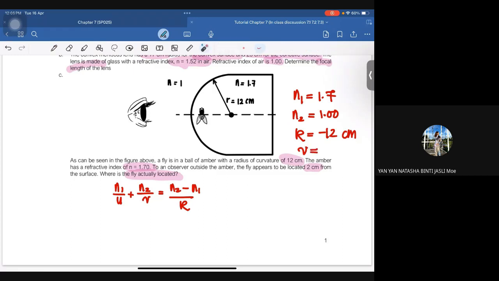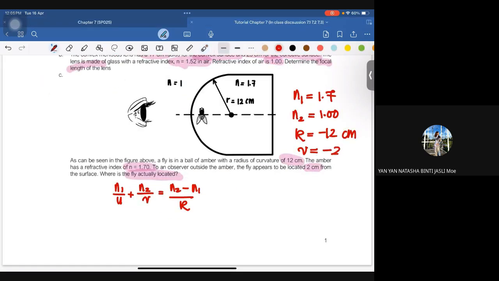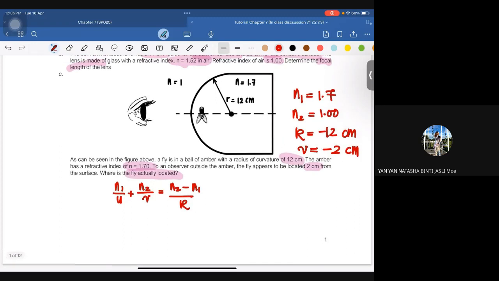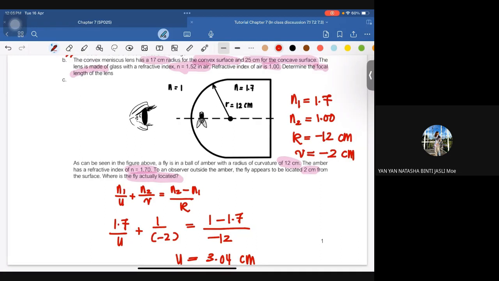Then we get V. V is now inside the amber as well, I mean based on the observer. If it is at the same side as the object, it should be negative. So it's gonna be negative 2 centimeter. From here you just need to substitute. 1 over U plus 1 over negative 2 equals 1 minus 1.7 over negative 12. So you will get the object distance as 3.04 centimeter. Okay, ada masalah di sini?